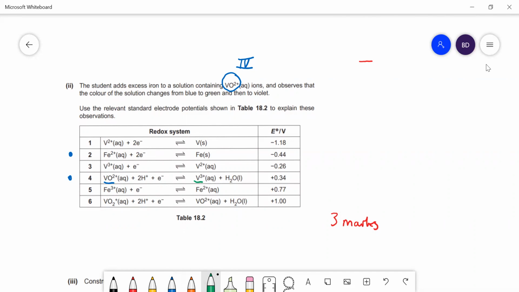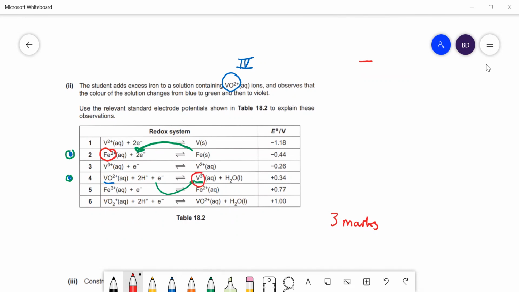Right, if we look at those two, which is the most negative? Well, the most negative one is this one. So that means that's going to be best at pushing away electrons, so that's going to go backwards. And this one is the most positive, so that's going to be the best at going forwards, taking in electrons. So the iron is going to be oxidized to Fe2+, and the vanadium is going to be reduced to V3+.